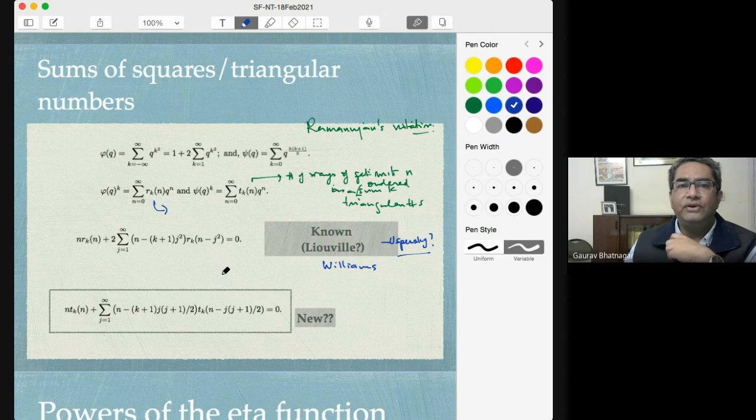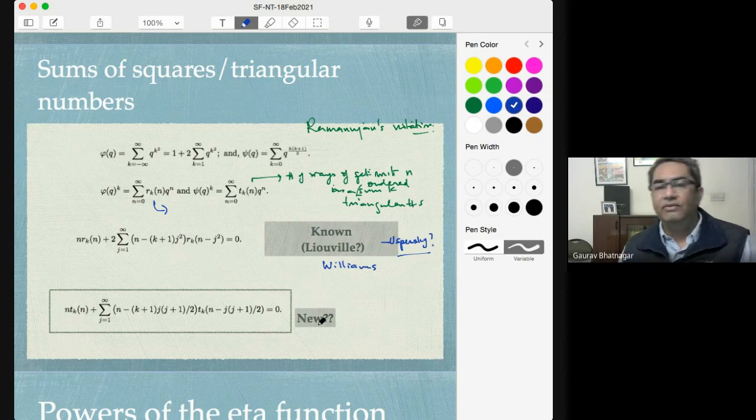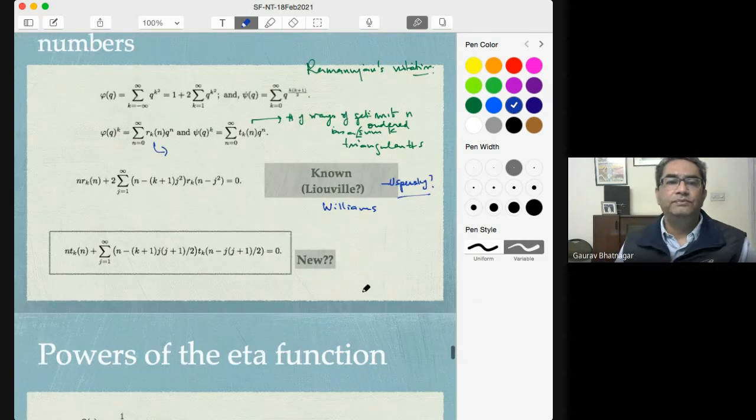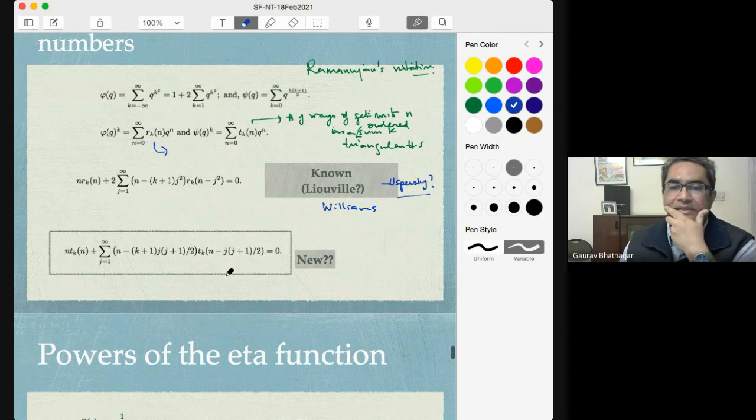recurrence relation for calculating the sums of squares. All the information is here. You can just calculate everything. Same thing for triangular numbers. This we can't find in the literature, so probably it's new. So as you can see, it's in terms of triangular numbers too. So I don't know if somebody's seen it. Please let me know.